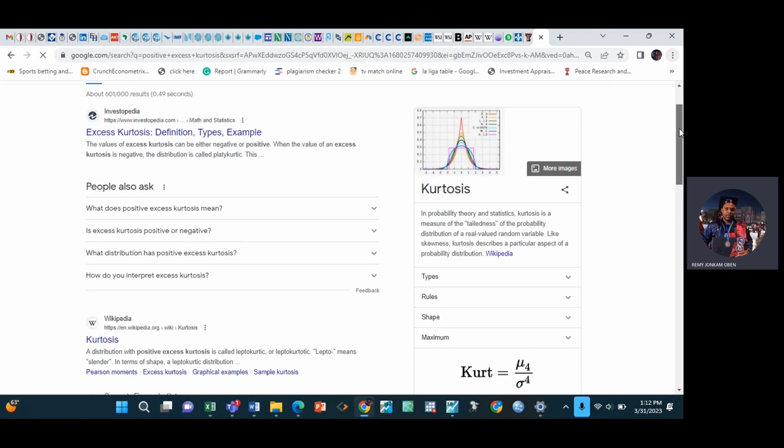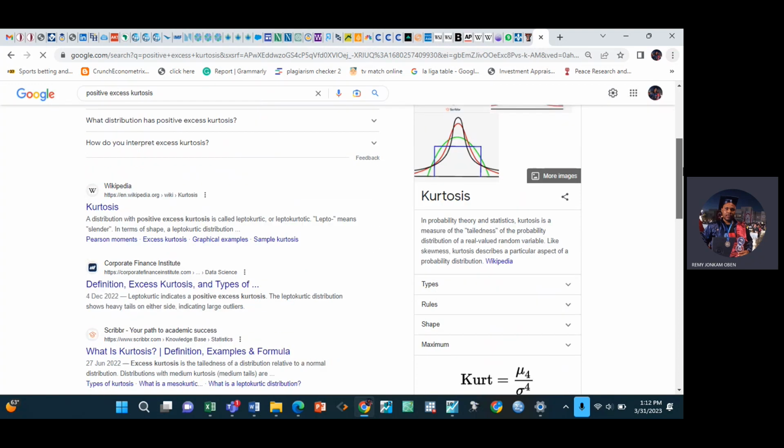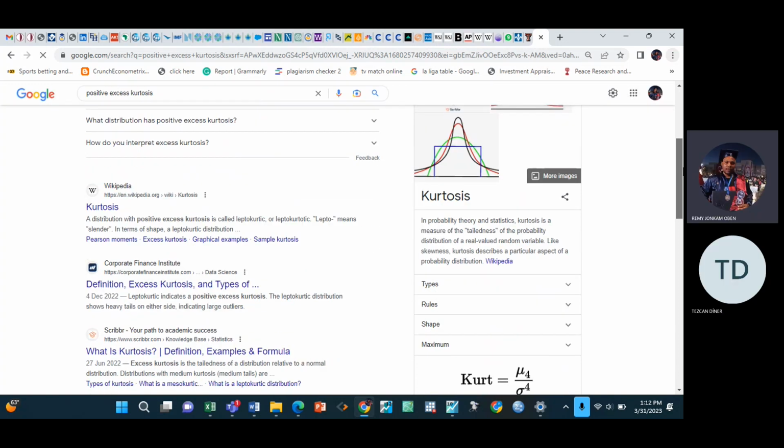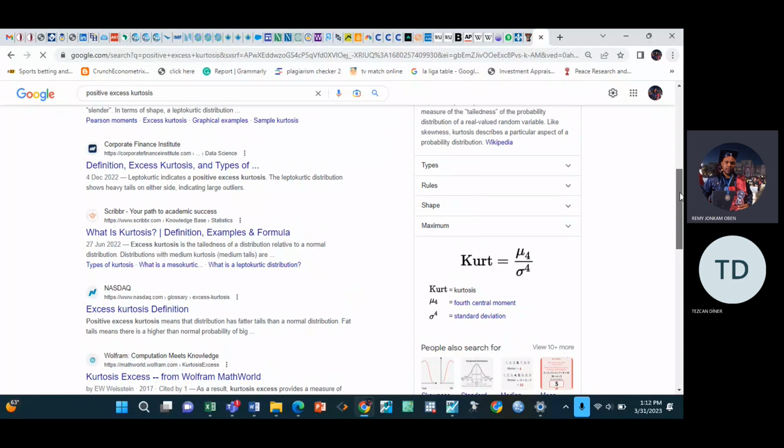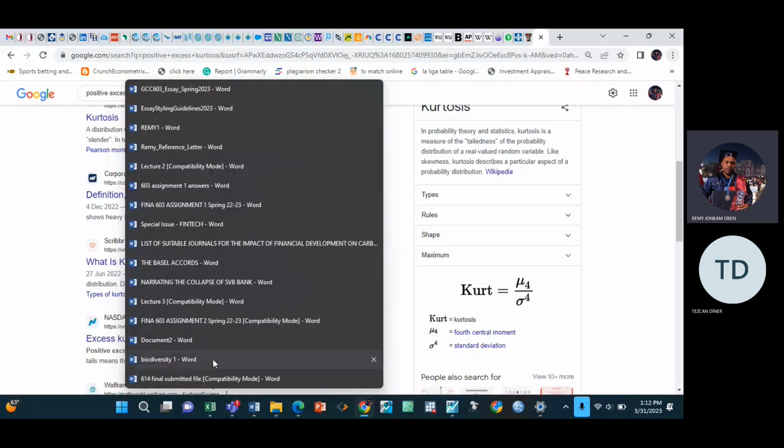Are you even supposed to know these terms? Are they too important? Okay, leptokurtic. I got the term. I forgot.